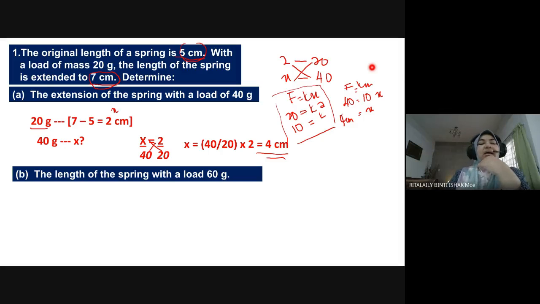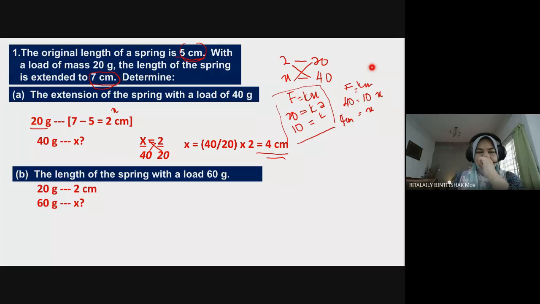And then for B, the length of spring with load of 60 gram. Berapa? Cepat kira. 21 cm. Ada 11 cm. Ada lagi tak? 11 cm. Tukar pula 11 cm. Okay.